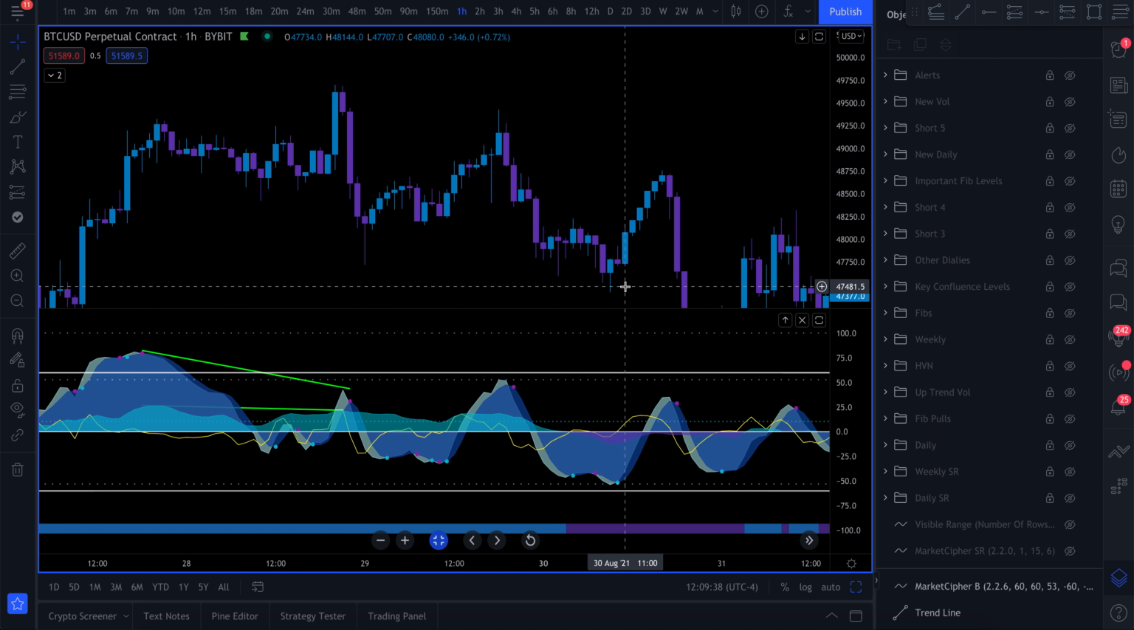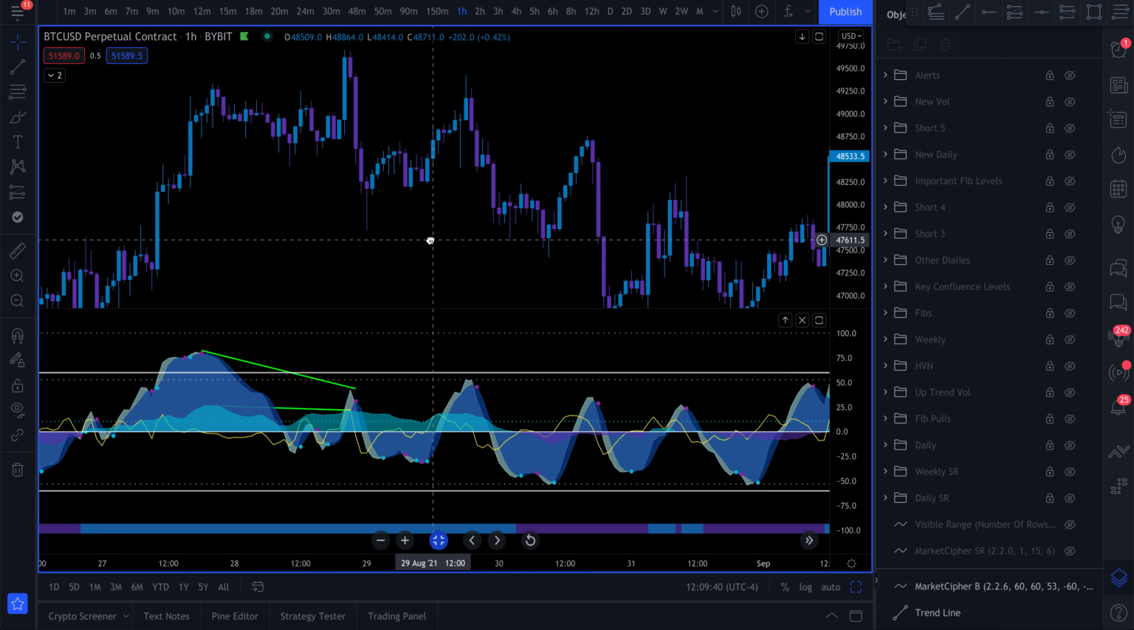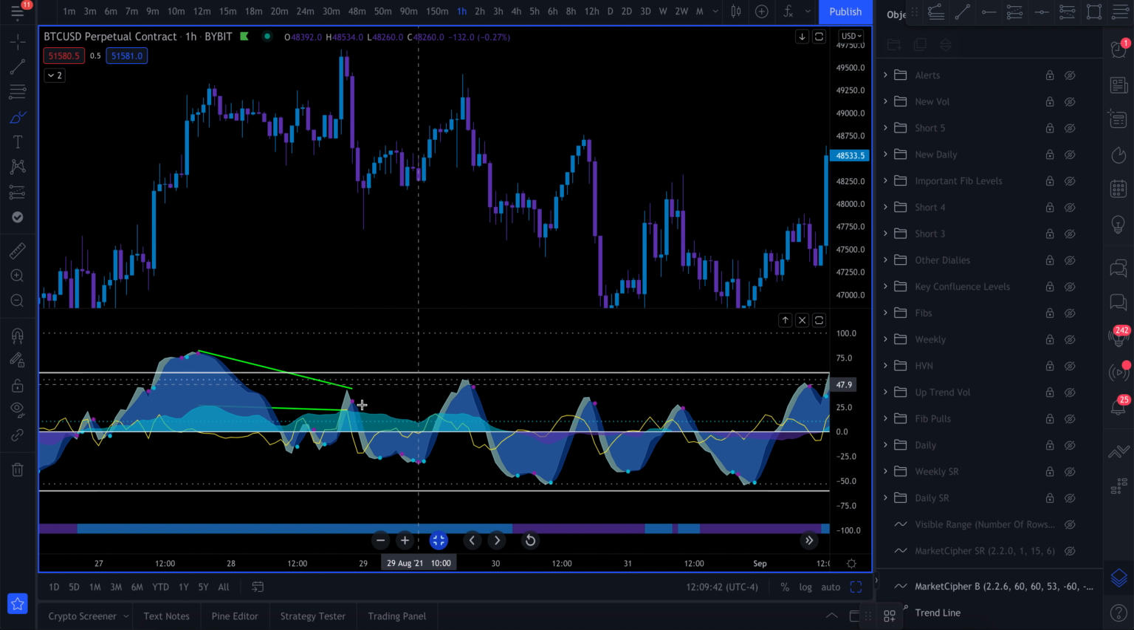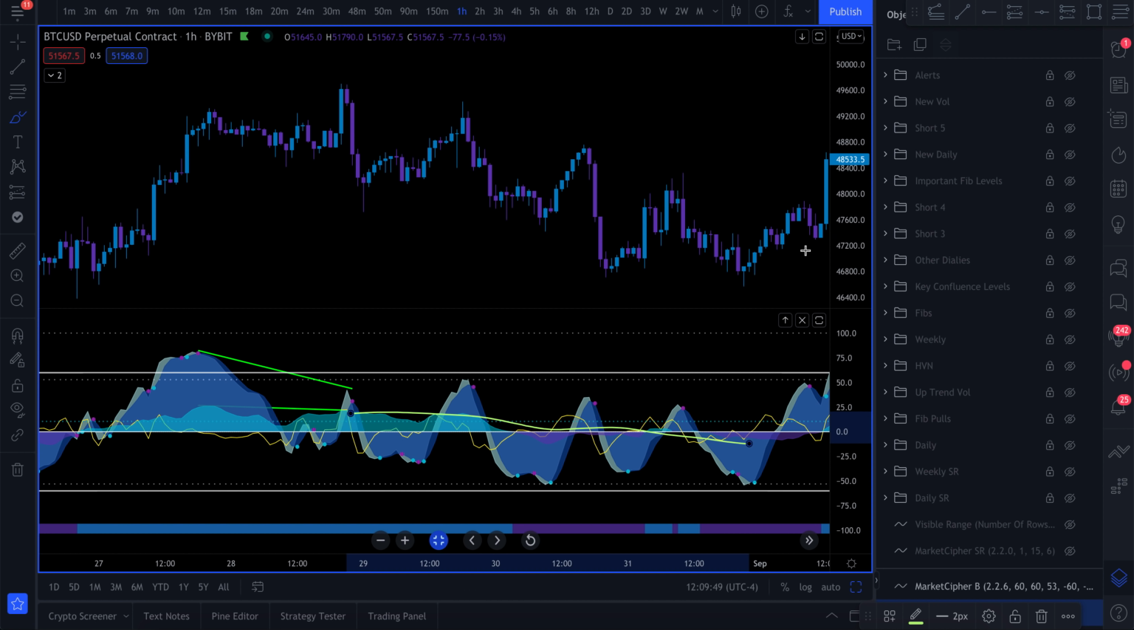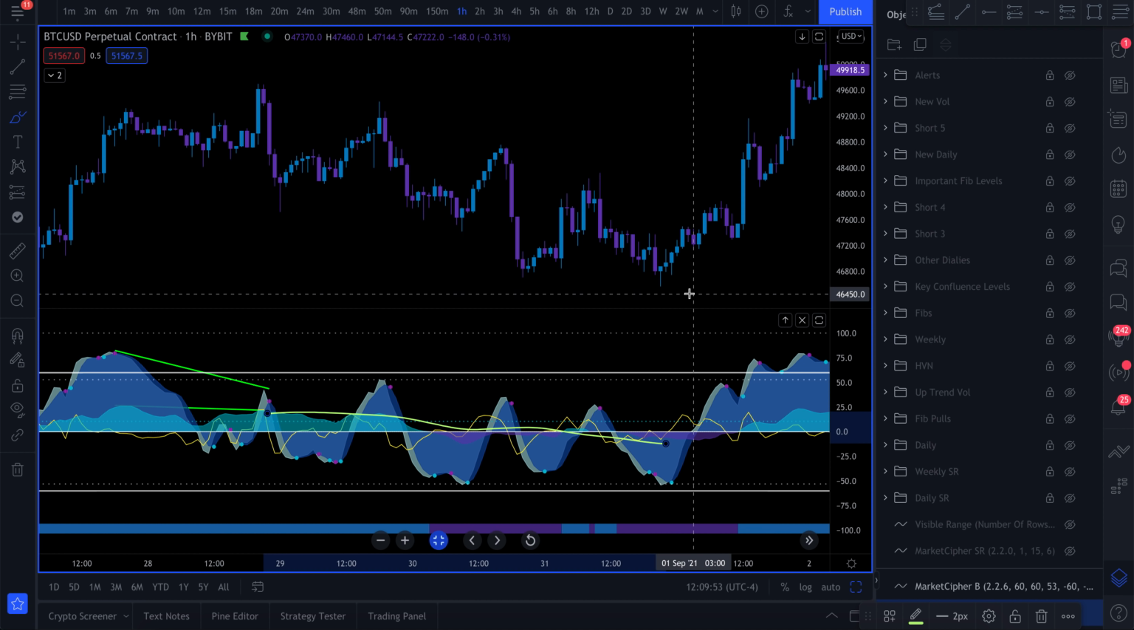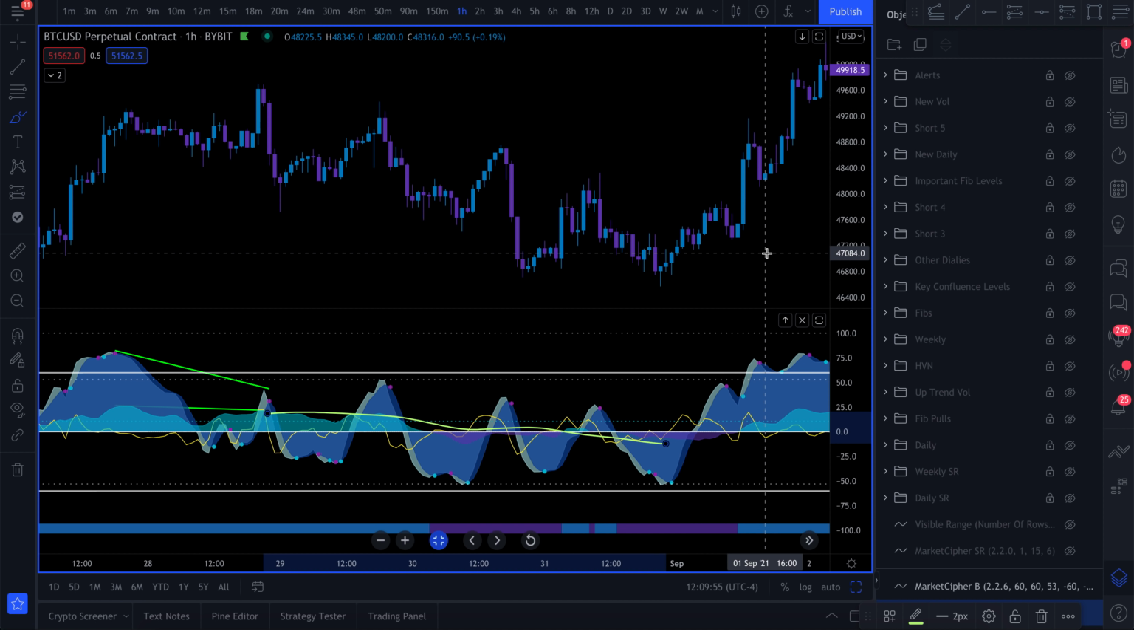Look at what happens as the money flow comes down, right? Look at what happens as the money flow comes down. Money flow continues to come down, right? In fact, the money flow continues to come down until right about here, right? Until literally right here, and then it starts to come up again.